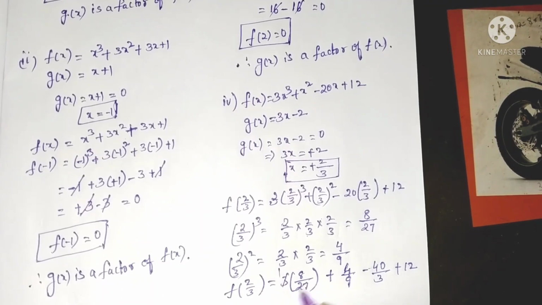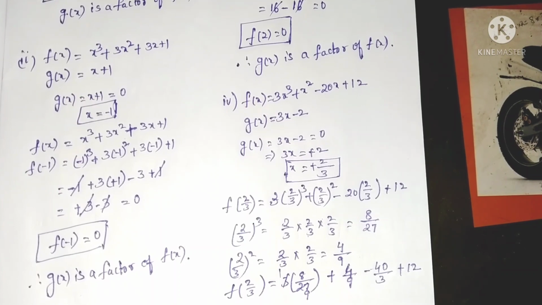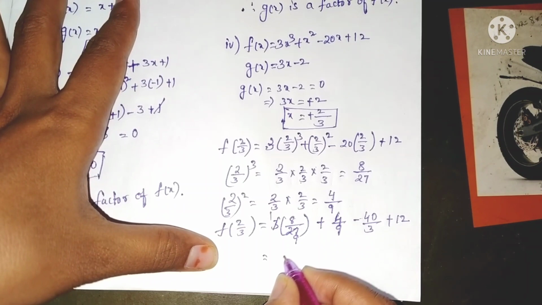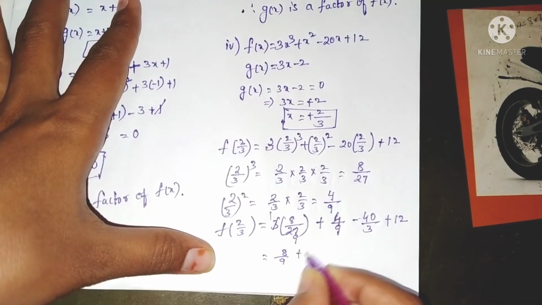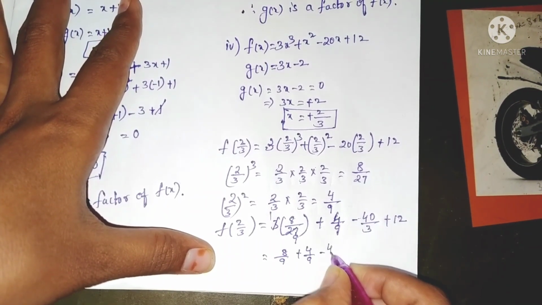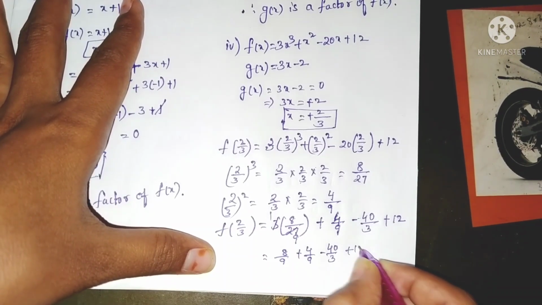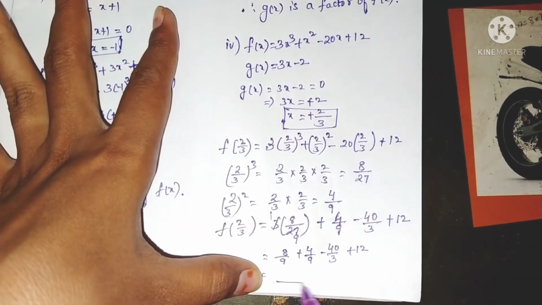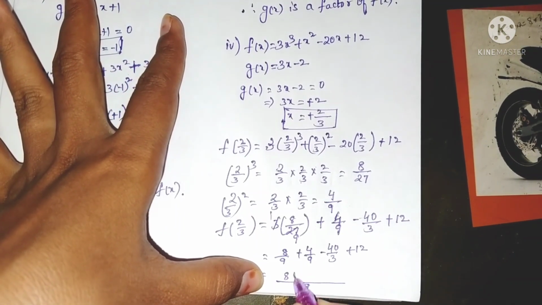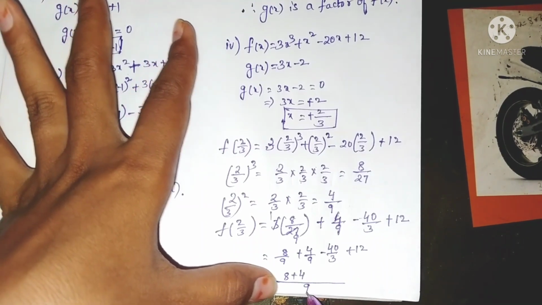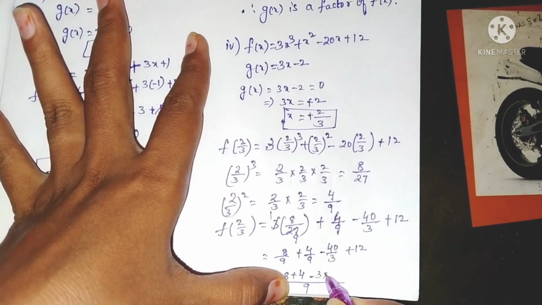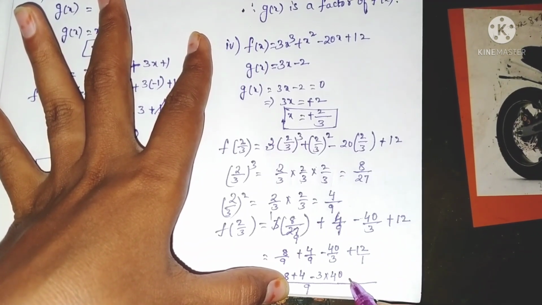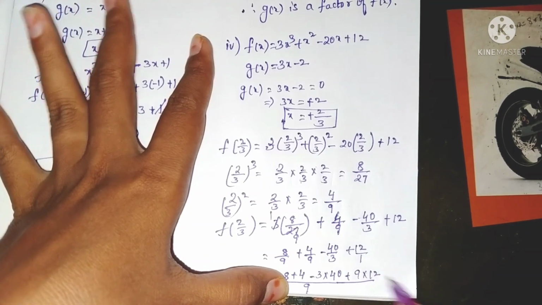Next here 3 ones, 3 nines. So the remaining will be 8 by 9 plus 4 by 9 minus 40 by 3 plus 12. If we take the LCM it will be 9. So 8 plus 4, and 3 divides 9 3 times, 3 into 40, plus here only 1, so plus 9 into 12.